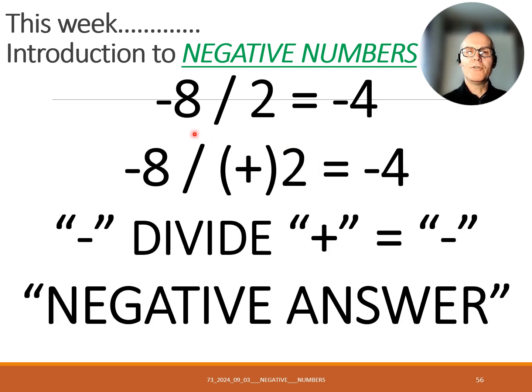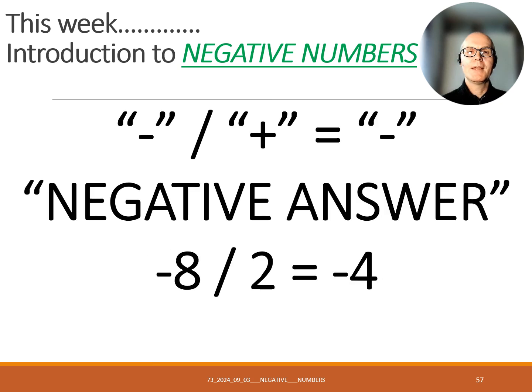Now we're going to have a sum involving a negative number divided by a positive number. Negative 8 divided by positive 2 equals negative 4. A negative divided by a positive equals a negative. Any negative number divided by any positive number equals a negative answer. In this case, negative 8 divided by positive 2 equals negative 4.